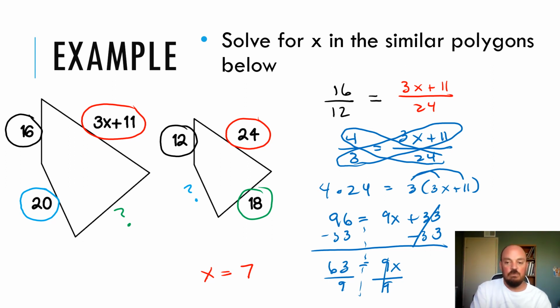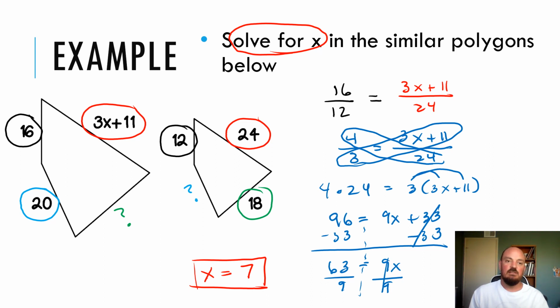Now remember, every time I think I'm done, I go back to the directions and I look for what I was asked to do. I was asked to solve for x. That means I am done. Answer is x equals 7.